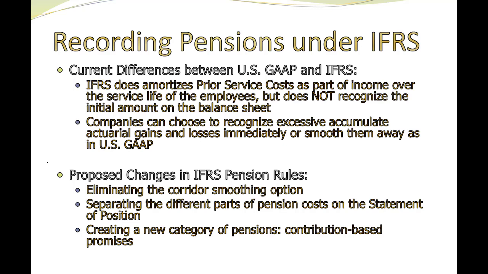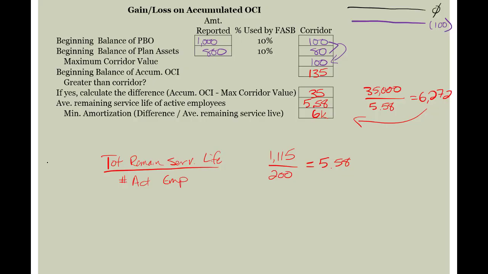Under IFRS, you can do it that way if you want, or you can just do one big write down. So if we were to look at our example again, under US GAAP, we recorded just $6,000 of this $35,000 that was too much. And then next year we'd check again, and if we needed to, we'd write it down a little more and a little more and a little more. Under IFRS, you can do that, or you could just say, you know what, I'm $35,000 over, I'll write it down to 35. So that's an option allowed under IFRS. That's not really an option under US GAAP.